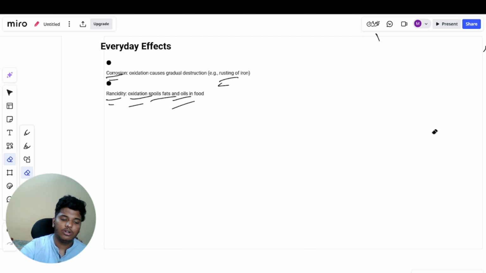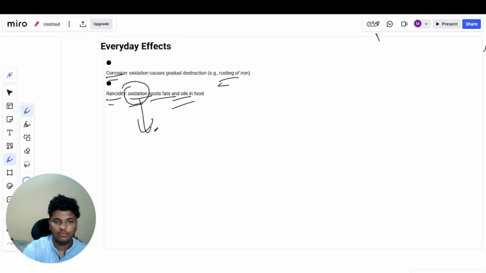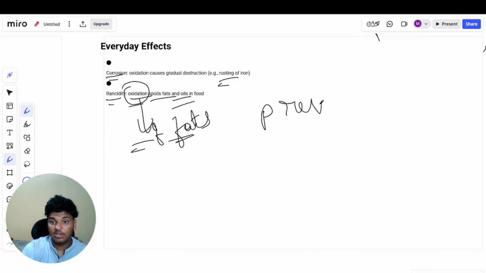So how will it get spoiled? Due to the oxidation of fats. So what are the prevention methods? We say something is not ready, not good to eat now, because it has got spoiled due to rancidity.